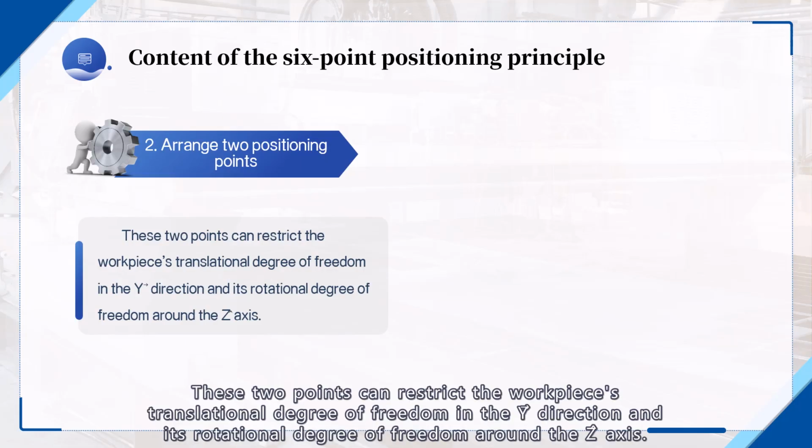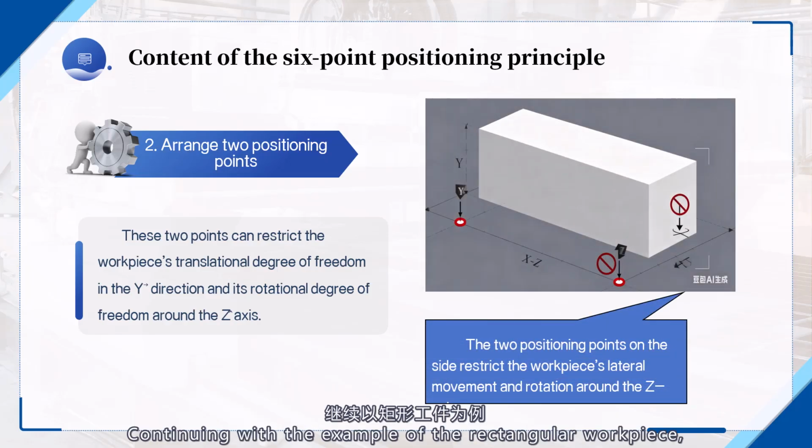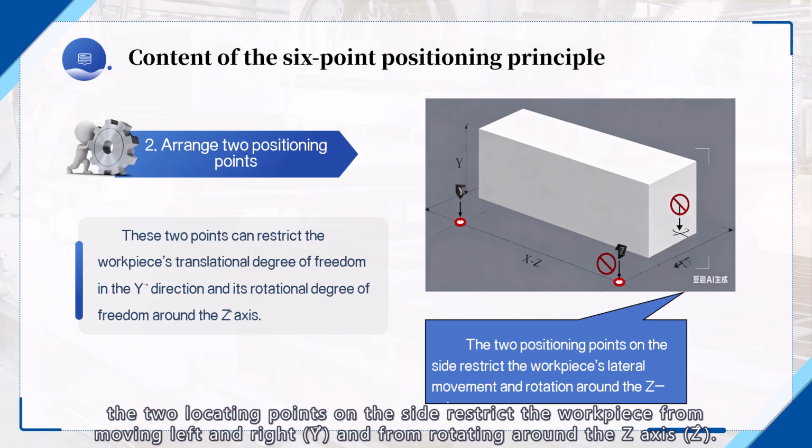Arrange 2 locating points on the xz plane. These 2 points can restrict the workpiece's translational degree of freedom in the y direction and its rotational degree of freedom around the z axis. Continuing with the example of the rectangular workpiece, the 2 locating points on the side restrict the workpiece from moving left and right, and from rotating around the z-axis.